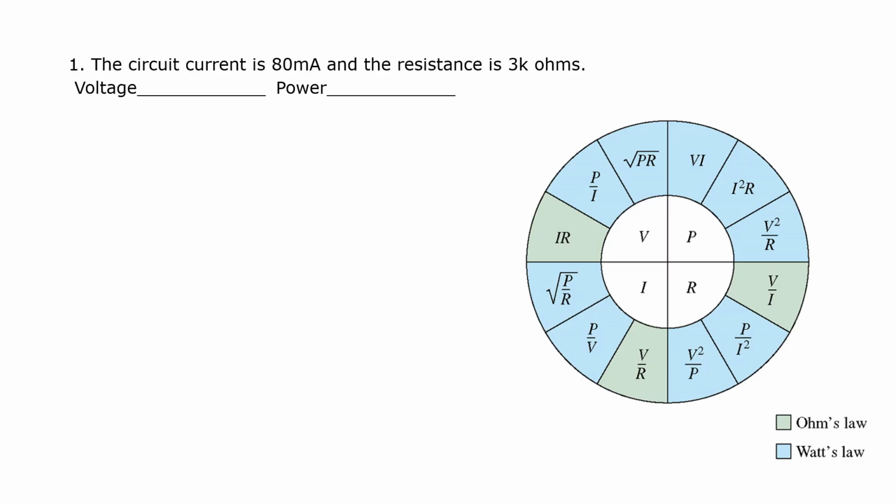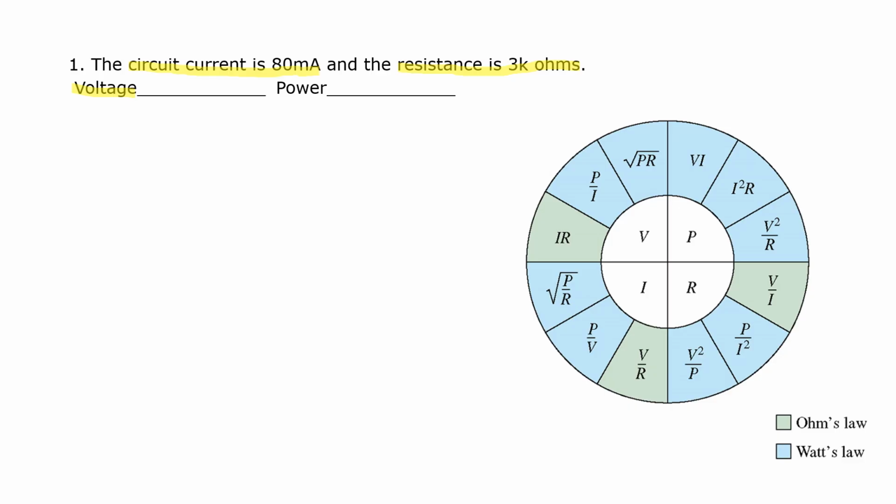So the first one is, what do they give you? They gave us some information here, and we need to understand the information that they gave us. So they gave us circuit current at 80 milliamps, and they gave us the resistance at 3K ohms. That's what they gave us up front. So they gave us those values to work with. And they want to know, again, what is our voltage?